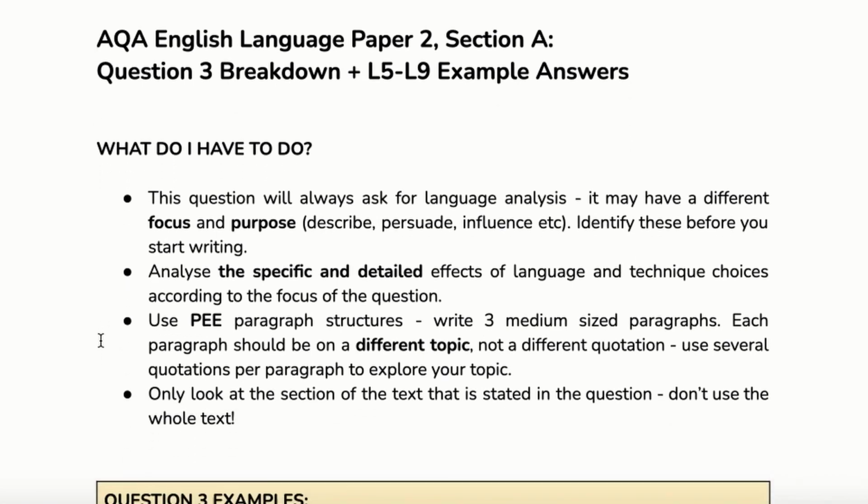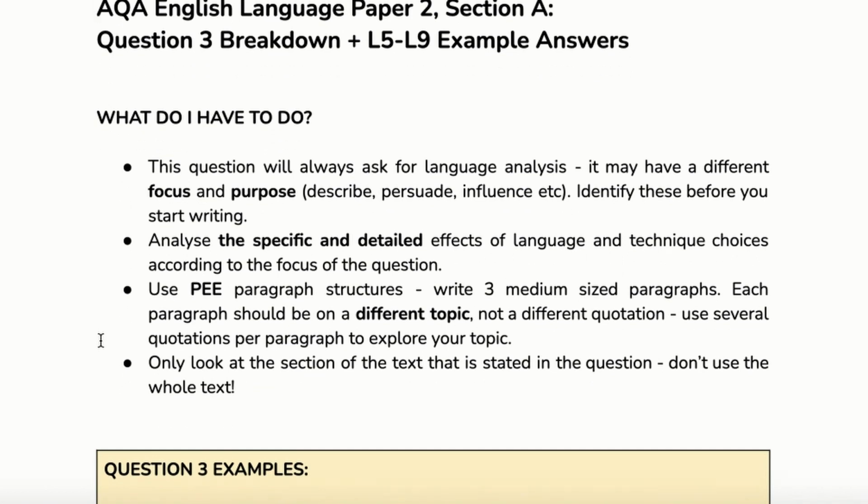So the first thing we're going to look at is, what do you do? There's a language analysis question. It's wanting you to analyze in detail. Analyzing means talking about how and why the language is working in different ways. Even though you're analyzing language, there might be a different focus and purpose going on.